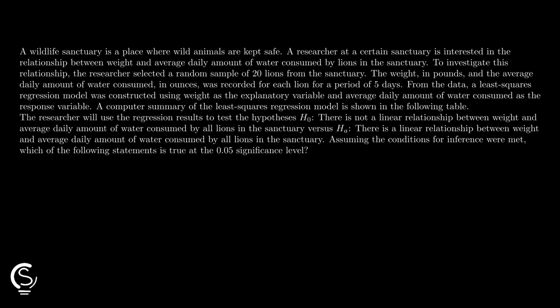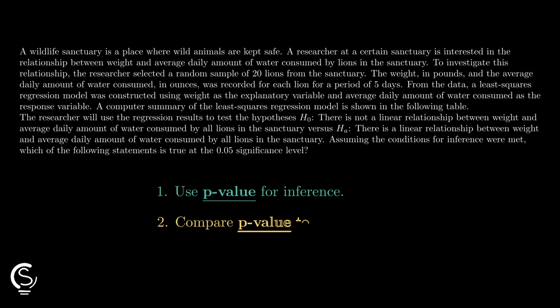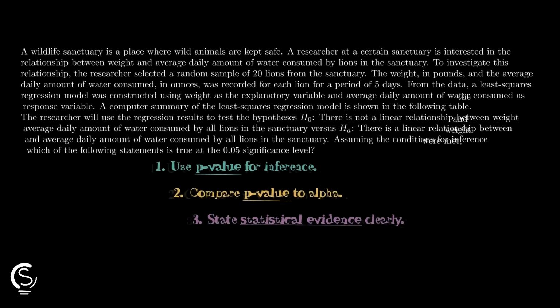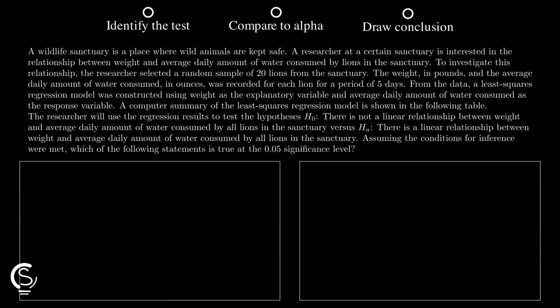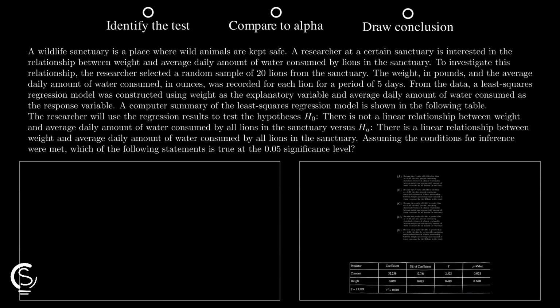Statistical inference problems look intimidating, but you can solve this one in seconds by focusing on the p-value and comparing it to the significance level alpha. To test for a linear relationship, we ignore the r-squared value. Instead, we must look at the p-value associated with the weight predictor in our regression output table today.